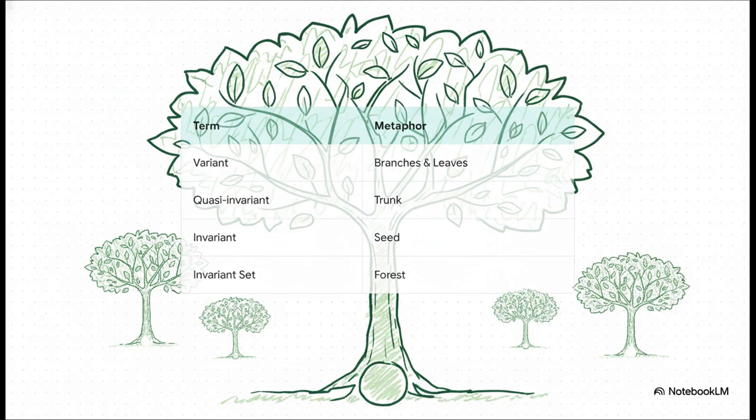The framework takes those abstract words and maps them directly onto the super intuitive metaphor of a tree. So the invariant, that's the seed, the core idea. The quasi-invariant, that's the trunk, the stable structure holding everything up. The variant? Well, that's all the branches and leaves, the different applications and expressions of that core idea. And the invariant set? That's the whole forest. It's the entire ecosystem where this tree of knowledge lives.